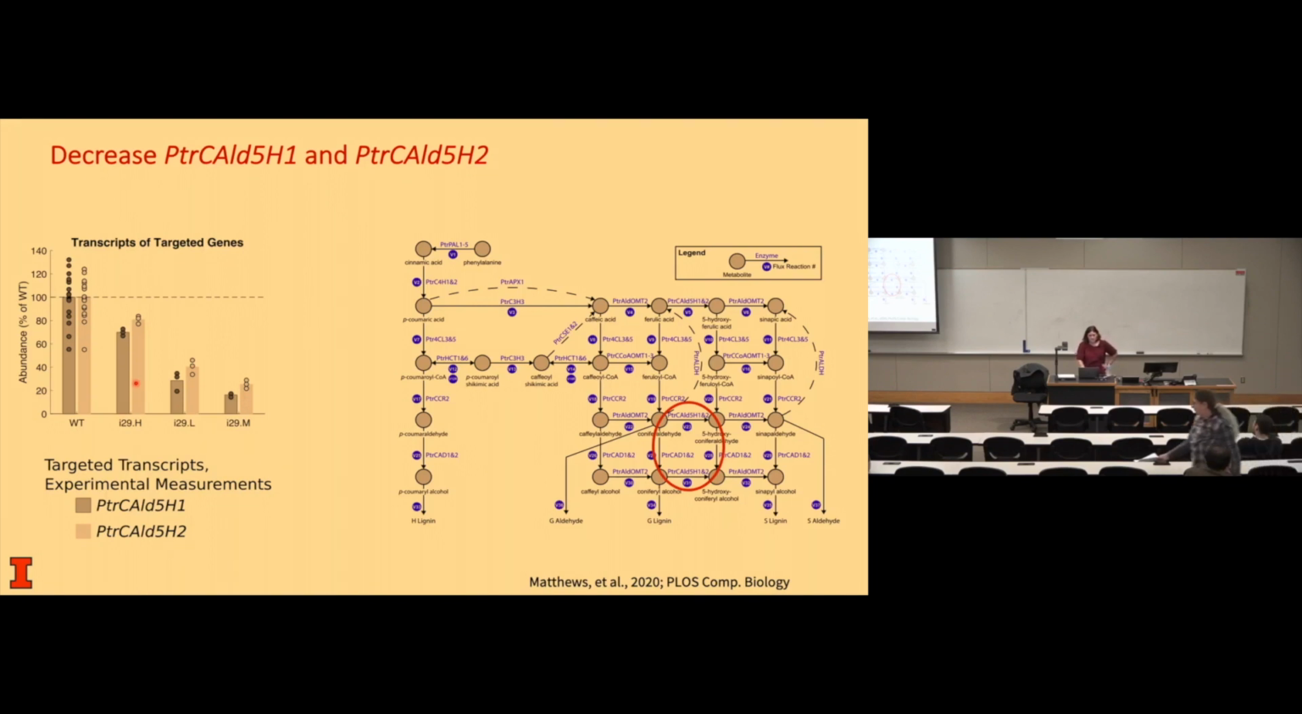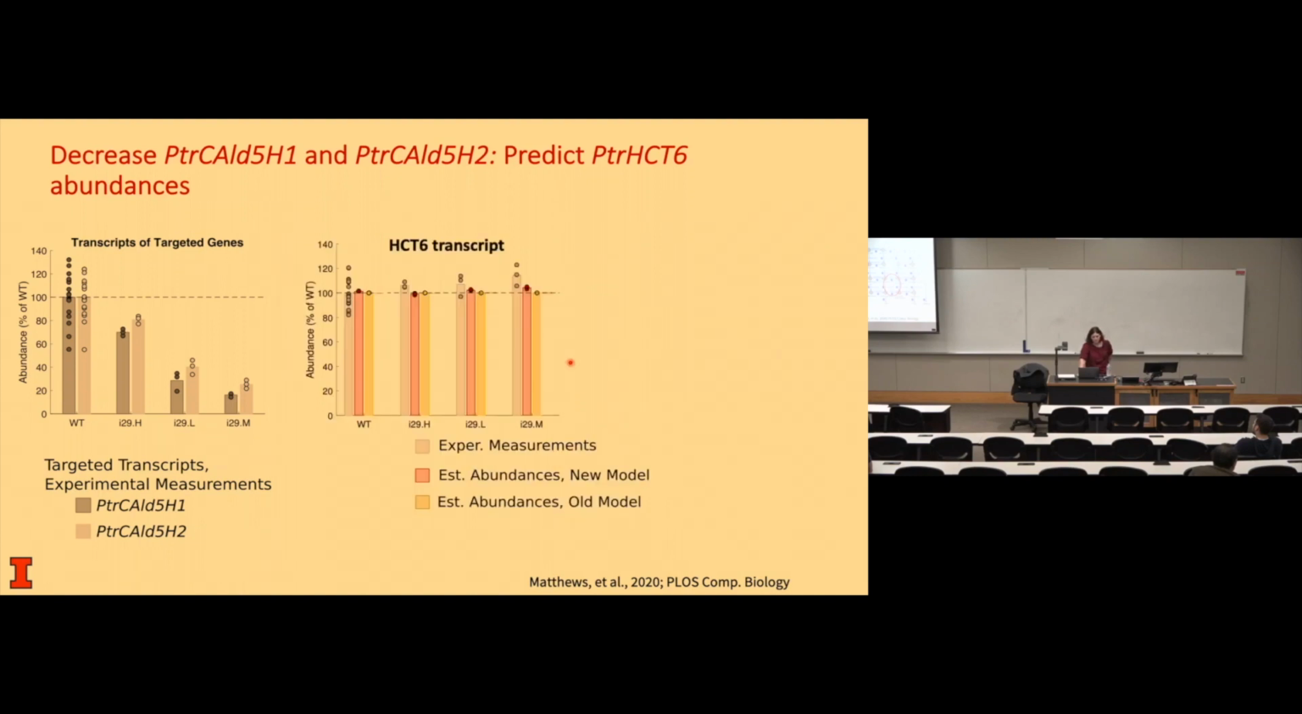The amounts here were the inputs to both versions of the model that we're showing, and we want to predict all of the proteins or enzyme amounts shown in the pathway. I'll show you the HCT6 protein, which is up here earlier in the pathway. For the transcript, the experimental results are in this gray bar. The new model that has the indirect influences is the red, and the old model that just has the one-to-one relationships is yellow. Experimentally, we don't see any change from wild type in the transcript amounts, and both models capture that.